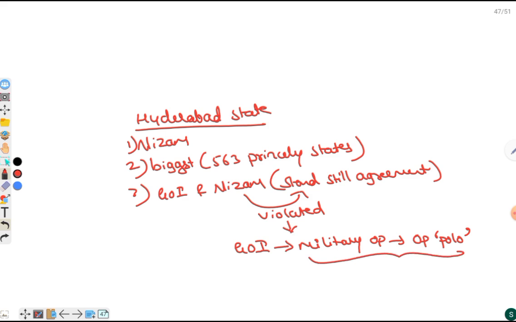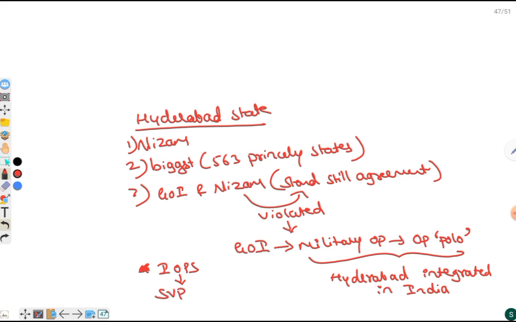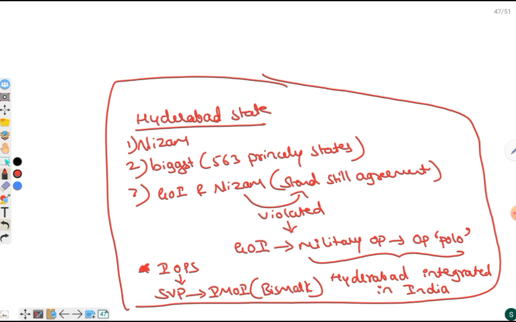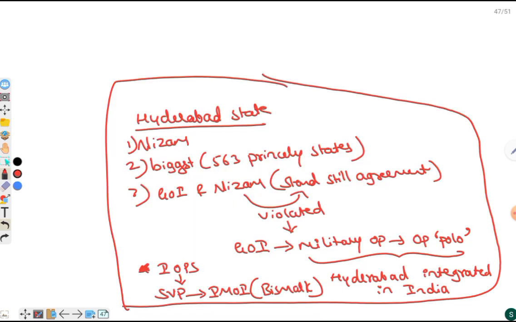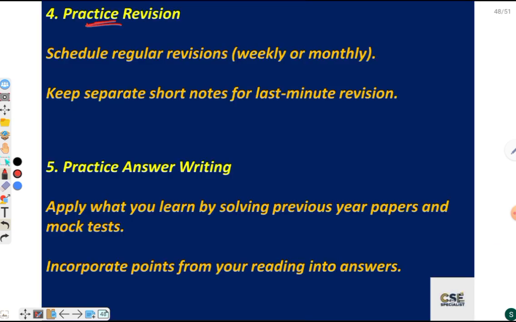Through this operation Hyderabad state integrated into India. And the credit for the integration of princely states goes to Sardar Vallabhbhai Patel, who is known as Iron Man of India and also the Bismarck. So this should be the final notes which you have to revise before going for the examination. So friends, I feel that you understand how to read the sources. Then coming to the practice and revision.